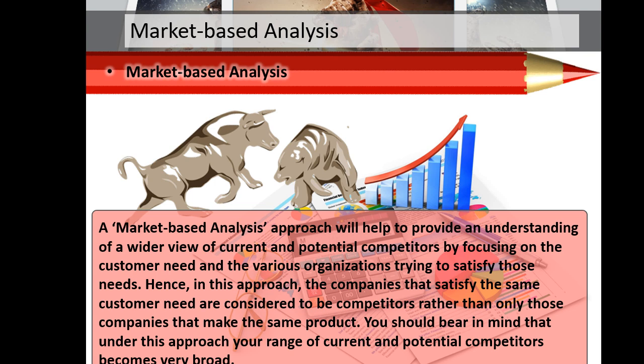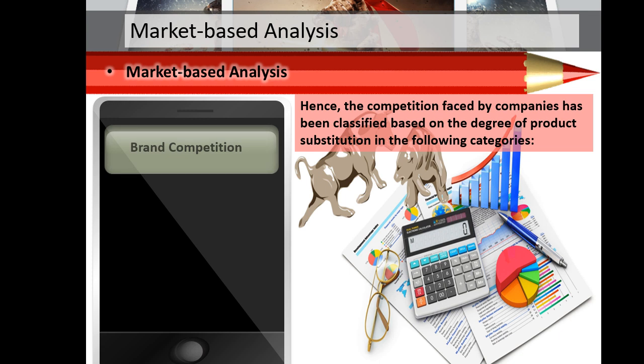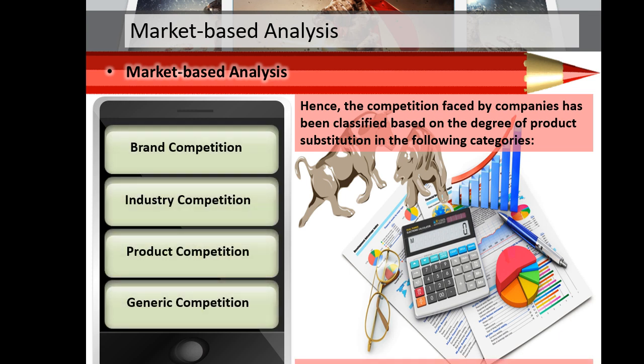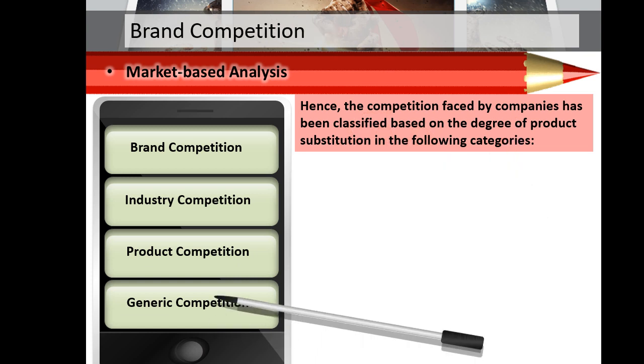This is very correct. So if you read, hence in this approach, the companies that satisfy the same customer need are considered competitors, rather than those that make the same product. If you go further, you understand what this means. It is very, very deep. It means that things that you might not consider competitors are now competitors. So you can see that we have brand competitors, industry competitors, product competitors, and generic competitors.